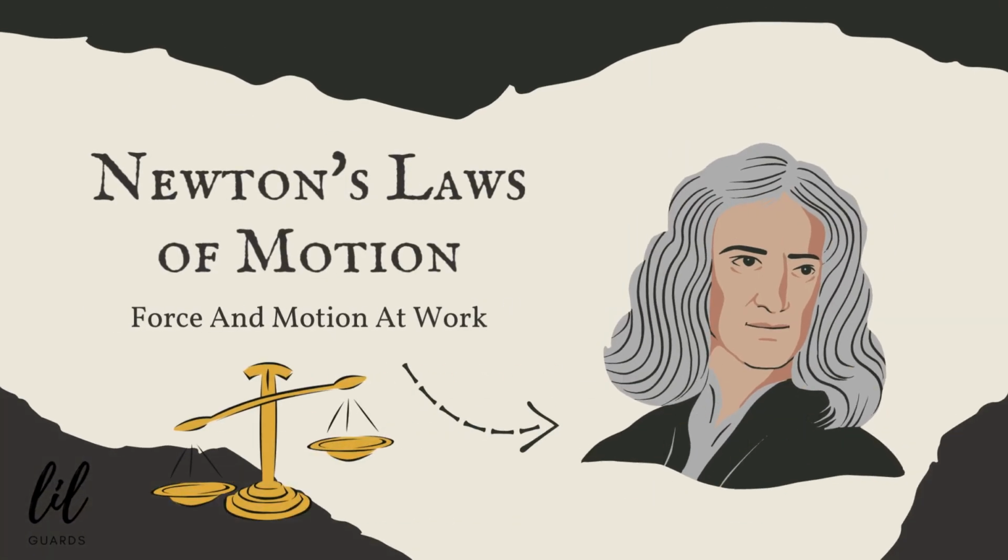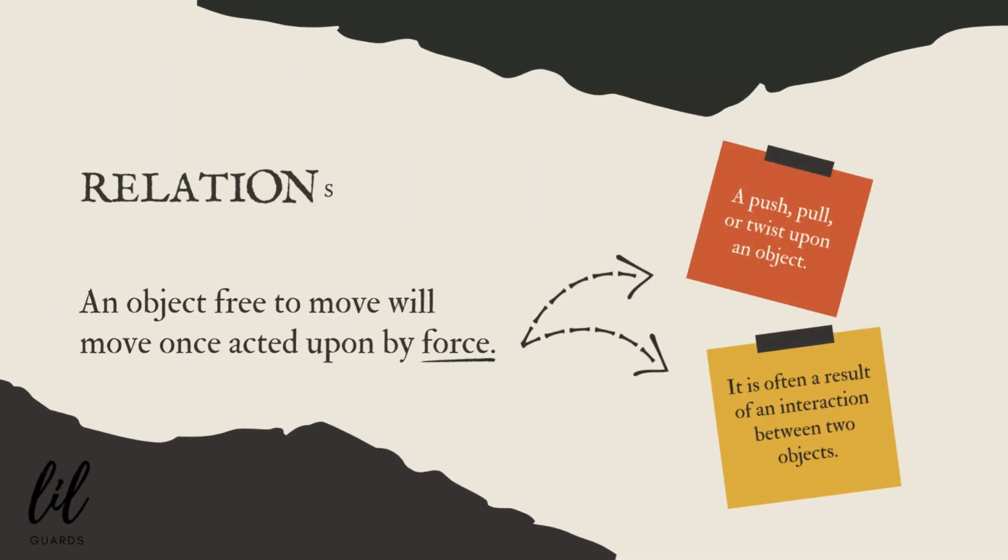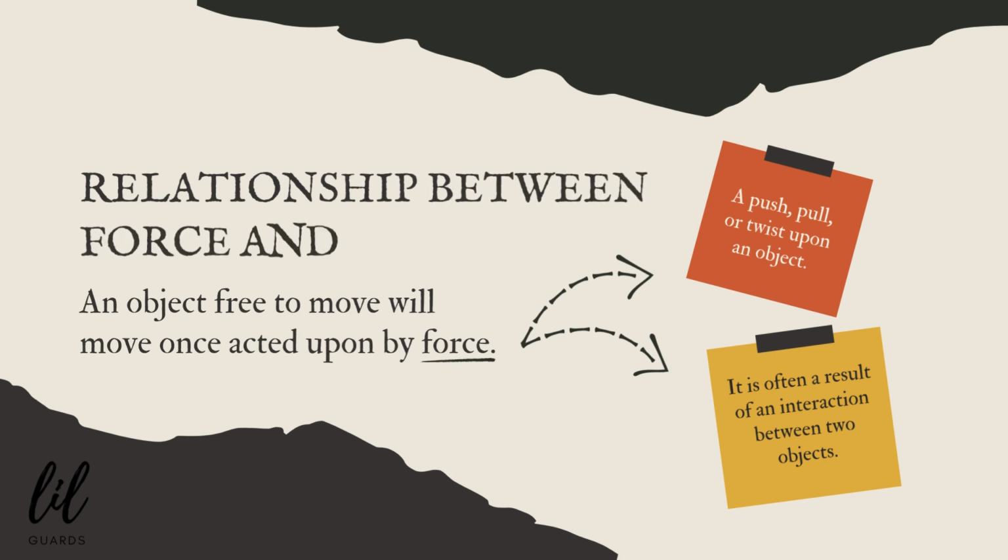Today we will learn about Newton's laws of motion, force and motion at work. Relationship between force and motion. An object free to move will move once acted upon by force. A push, pull or twist upon an object. It is often a result of an interaction between two objects.